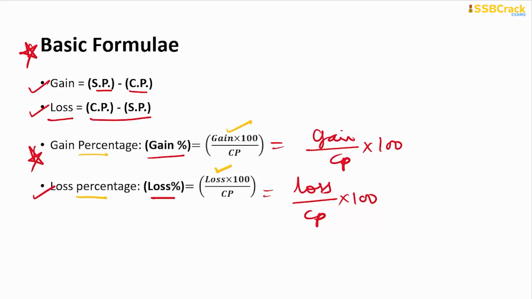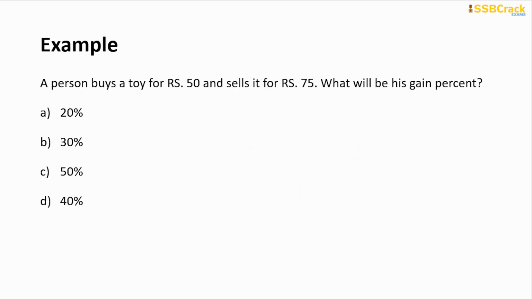Very simple formula. So based upon this, let's tackle one example. A person buys a toy for rupees 50 and sells it for rupees 75. So what will be his gain percent? Very clear instruction in the question. He is buying a toy for rupees 50. So the cost price for the buyer is rupees 50.